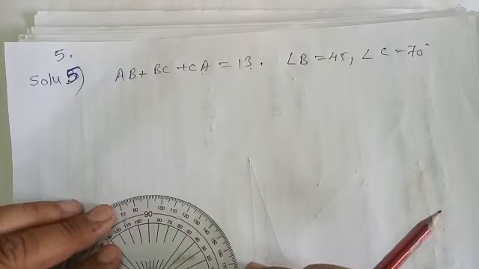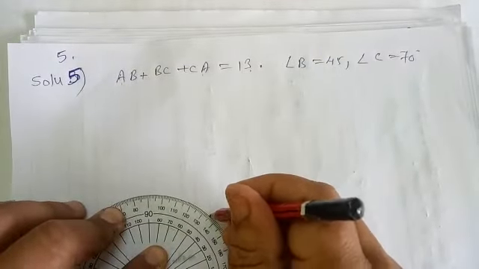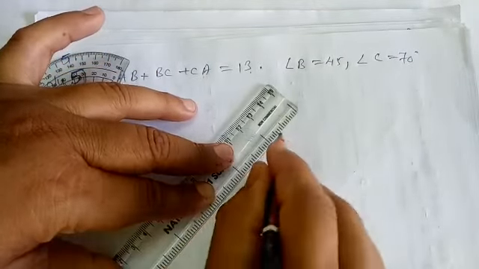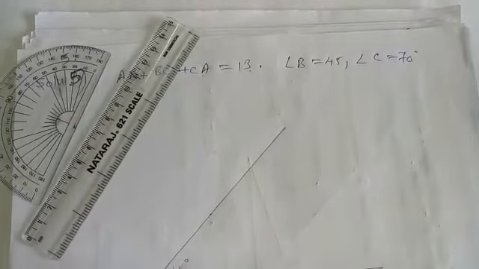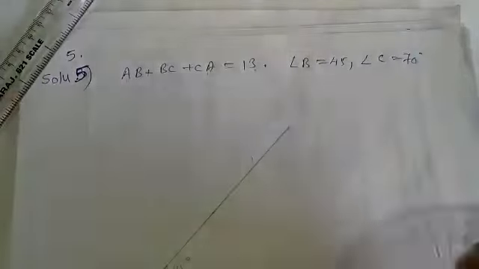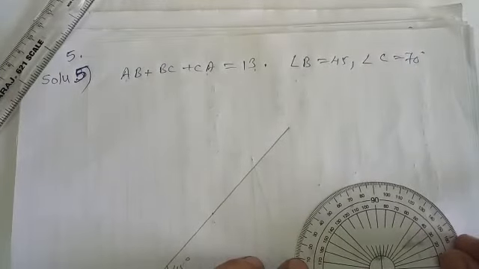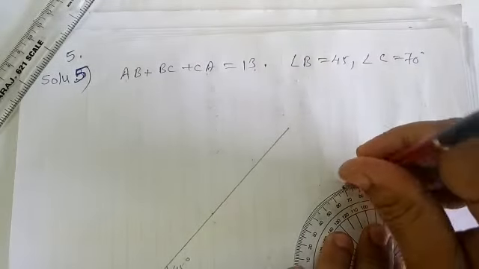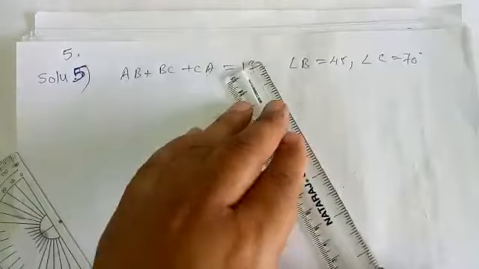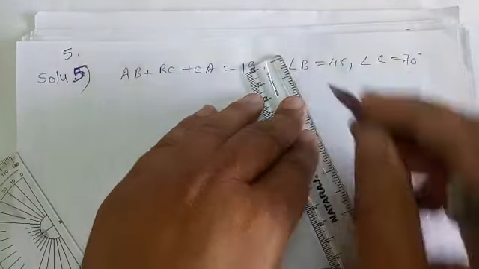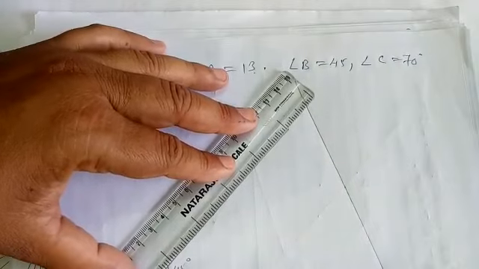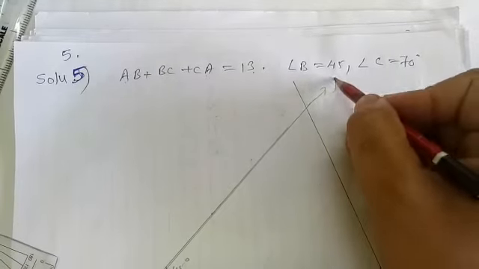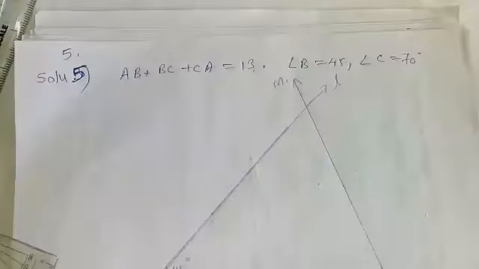Draw an angle of 45 degree from point P. This is 45 degree. Again from point Q we have to draw an angle of 70 degree. Join that line, extend that line also. Name it L and M.